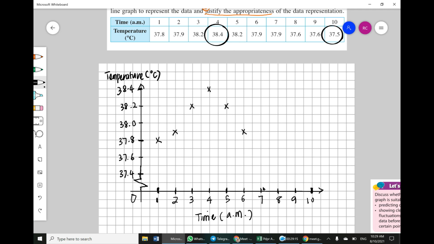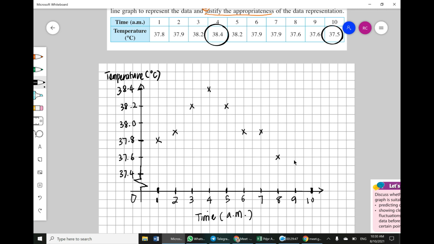Now 7 o'clock. What is it? Still the same, right? 37.9. Thank you. And we continue. We have 3 more to go. 8 o'clock. What is the reading? Yes, 37.6 is here. So make sure you choose it correctly. When you read the value, make sure you don't read sideways. Some of you might plot wrongly. Once you plot wrongly, you are going to get a -1 mark. So make sure you plot correctly for all the values that you have.